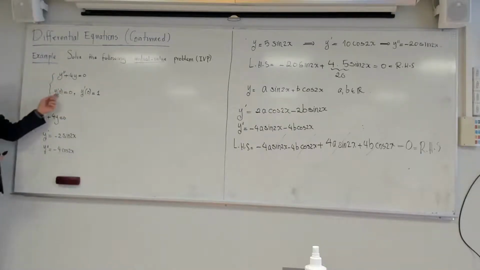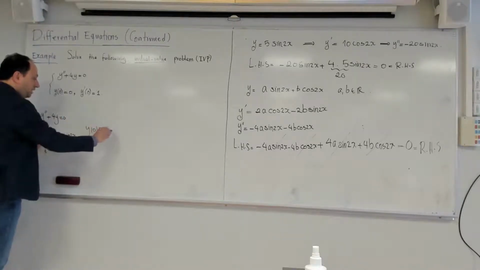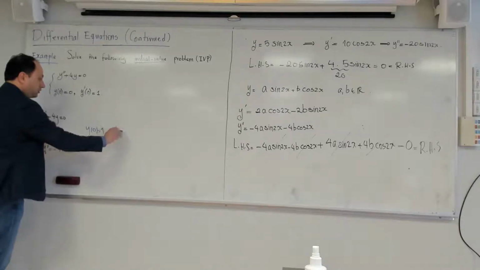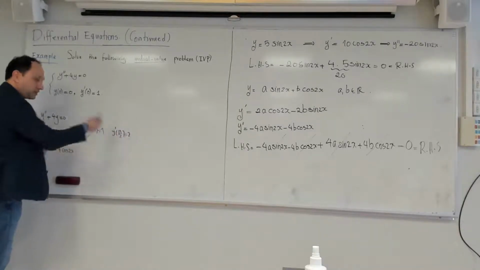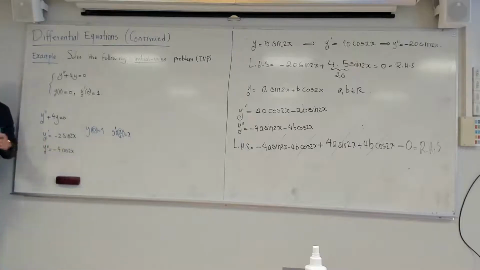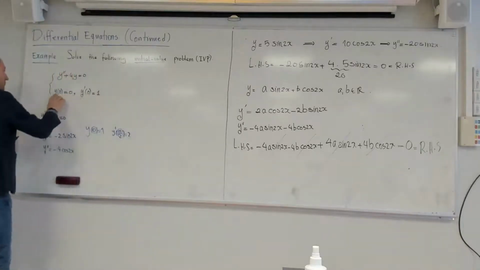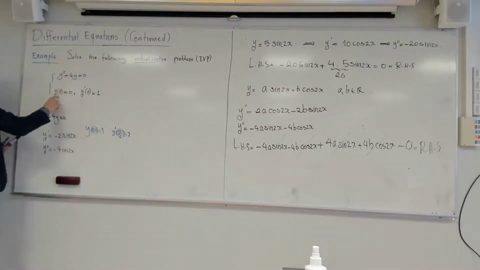But maybe I give you y of 0 is 1, and y prime of pi over 2 is, I don't know, 2, for example. Then you see that I am giving one condition at 0 and the other condition at pi over 2, and they are not the same thing. In those cases, we call them a boundary value problem, not an initial value problem. These are the terminologies we use. So whenever I say initial value problem, you should expect some extra pieces of information, both given at the same point.